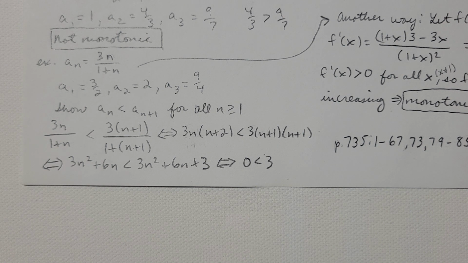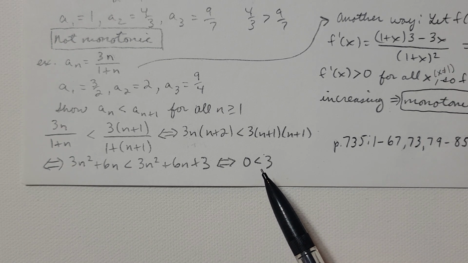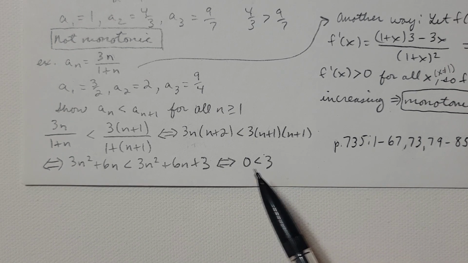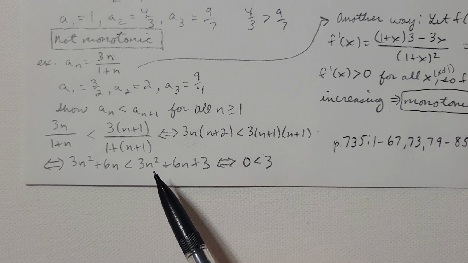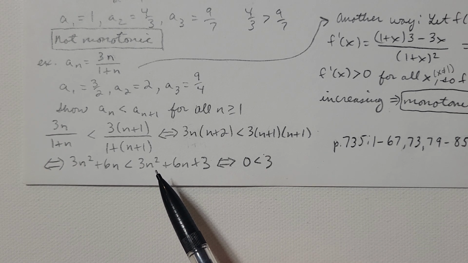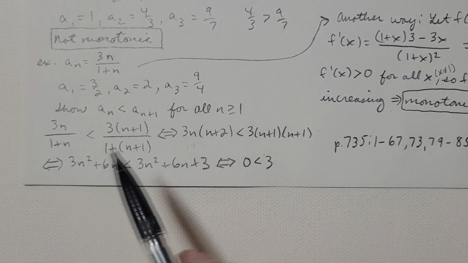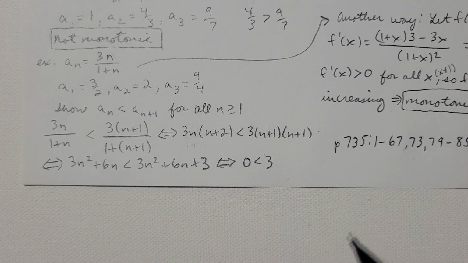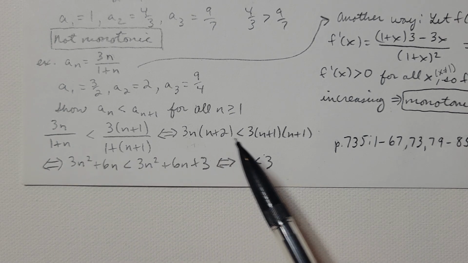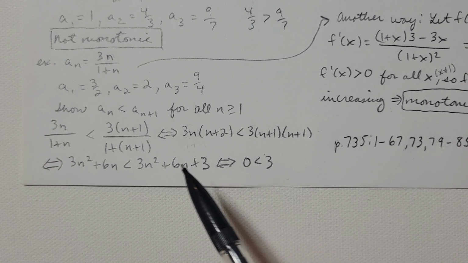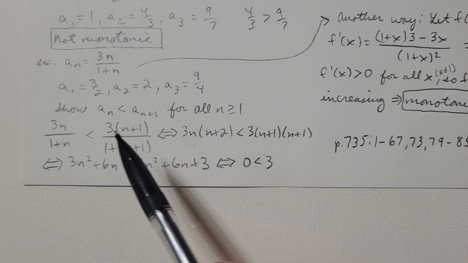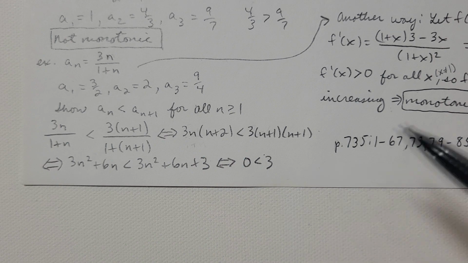So now, if I were to prove this, I would start with this guy here. I'd say 3 is bigger than 0, and then that leads to this line. So 3n squared plus 6n is less than 3n squared plus 6n plus 3, and that leads to this sign. So I've got arrows on both ends here. So what that means is that you can read it left to right or right to left, right? So I've got if and only if statements here.